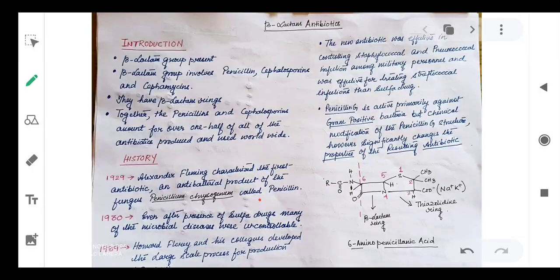Good morning, students. Today in this lecture video, I will be discussing beta-lactam antibiotics. Beta-lactam antibiotics are the antibiotic agents that contain a beta-lactam ring in their molecular structure. This includes penicillin derivatives (penams), cephalosporins (cephems), monobactams and carbapenems.